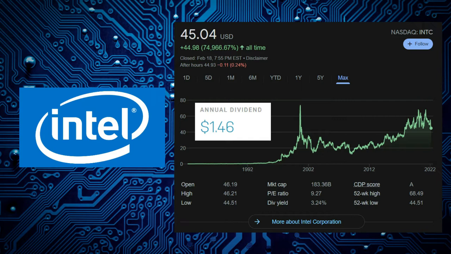Intel trades at 45.04 with a high of 74.88 in August of 2000. That's 39.85% of the highs. Current market cap of 183.36 billion with a PE ratio of 9.27. They give out annual dividends of 1.46. That's a 3.24% yield at the current price. Let's go to our first metric.